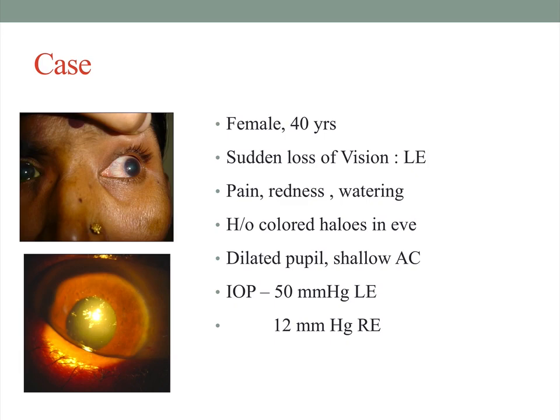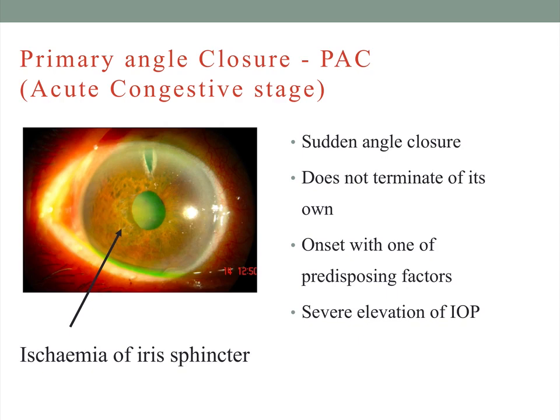She presented with sudden loss of vision in the left eye. Also, she had pain, redness, and watering, and she also gave history of colored halos in the evening. On examination, her pupils were dilated, vertically oval. She had bilaterally shallow anterior chamber. Intraocular pressure in her left eye was 50 millimeters of mercury, and in the right eye it was 12 millimeters of mercury. Now, these are typical features of primary angle closure, which is the second stage, which is also called the acute congestive stage of glaucoma or primary angle closure.